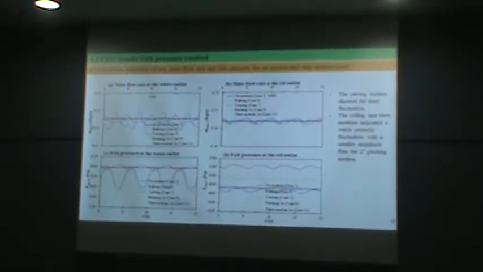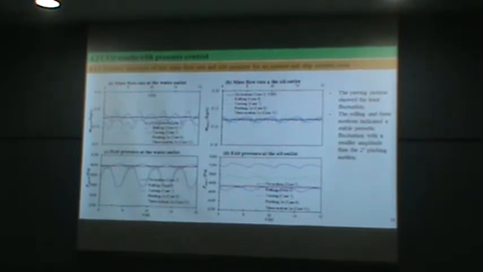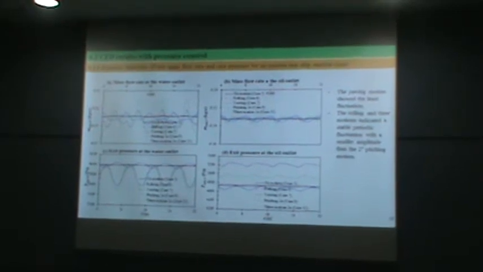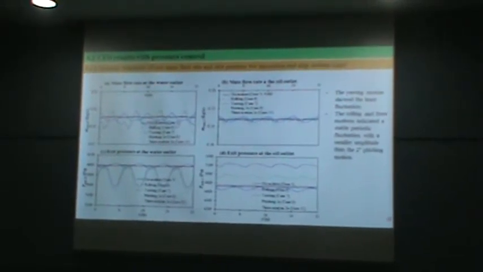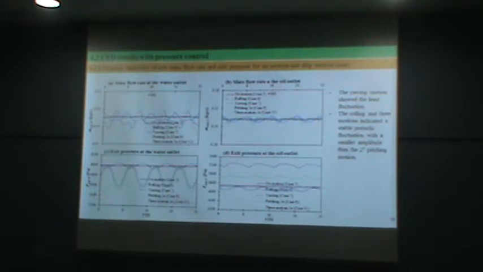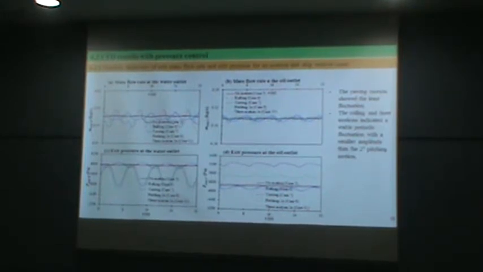ship-motion cases. We can see here the yawing motion has the least fluctuation, and rolling and yawing motion indicate a static periodic fluctuation with a smaller amplitude than 2 degree pitching motion. Here, for 2 degree pitching motion.